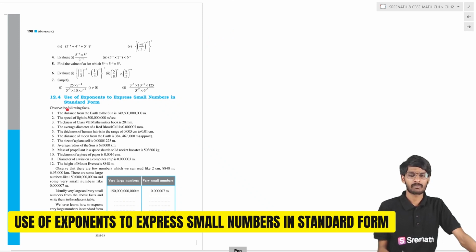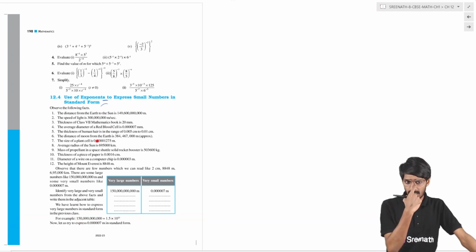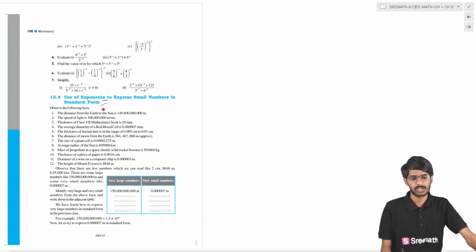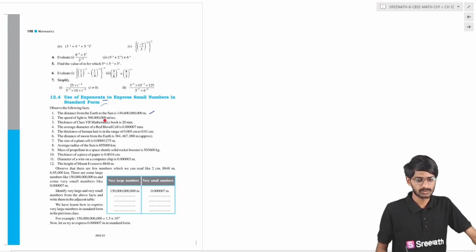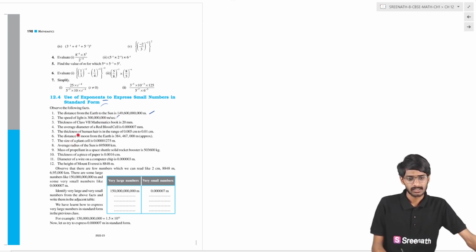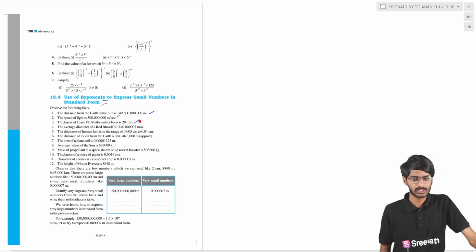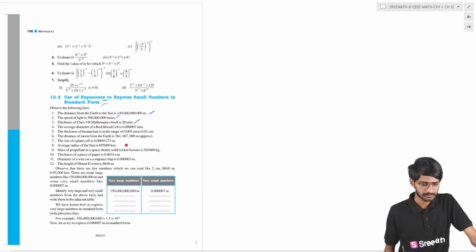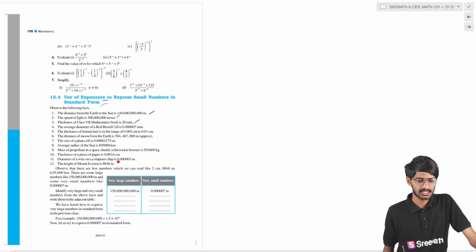Basically we discussed this topic students: use of exponents to express small numbers in standard form. So how to express small numbers in standard form using exponents students. So basically observe these facts. What are the facts? The distance from earth to sun is so big a number we can't read it. So this is also a big number, we can't read it. So this is 20 mm, we simply read it. This is 0.05 centimeters. This is 0.00113 centimeters.